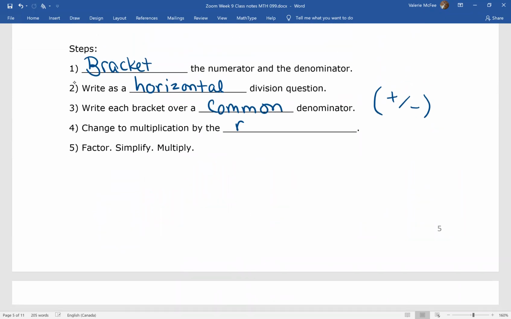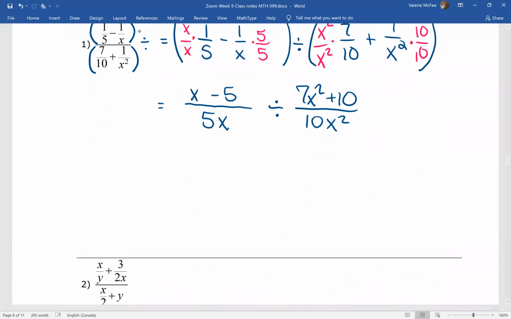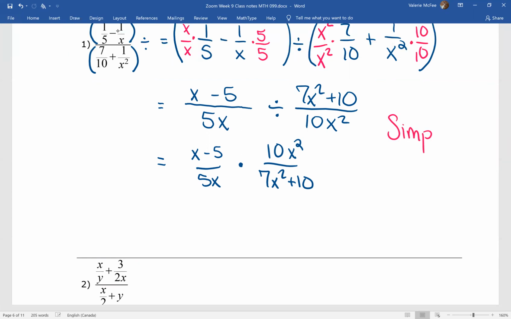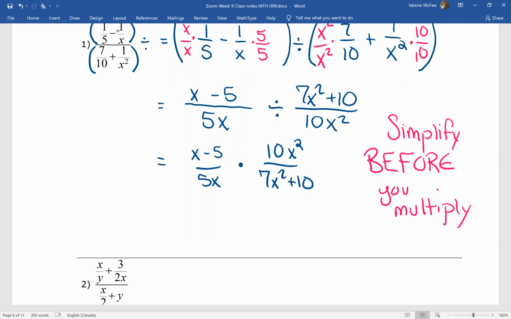Now we can change this to multiplication by the reciprocal. So when we're dividing with rational expressions, just like dividing with fractions, we keep our first fraction the same. Division becomes multiplication, and then the reciprocal of the second expression. Remember that you always want to simplify before you multiply. There's nothing to factor in this question, but I do see that 5 is common. It divides into 5 and 10. And I have a factor of x, 1x here, leaving only 1x in the numerator there.